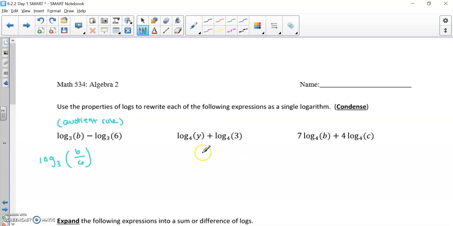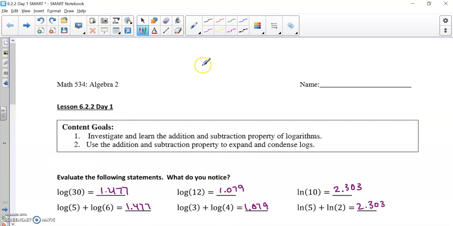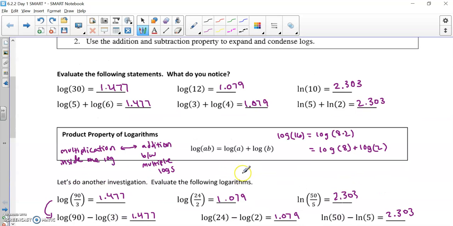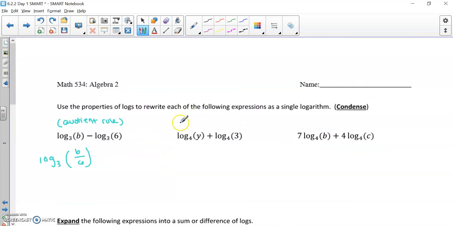The next one, I have addition going on between two logs. So let's go back to our notes and figure out what to do. So I noticed some addition here, and I see that when we have addition between multiple logs, we can go to multiplication inside of one. So using the product rule, I can say that this is the same thing as log base 4 of y times 3. Now I can very well just rewrite this as 3y. I prefer it that way. You don't have to. If you wrote something like this, I would totally accept it.